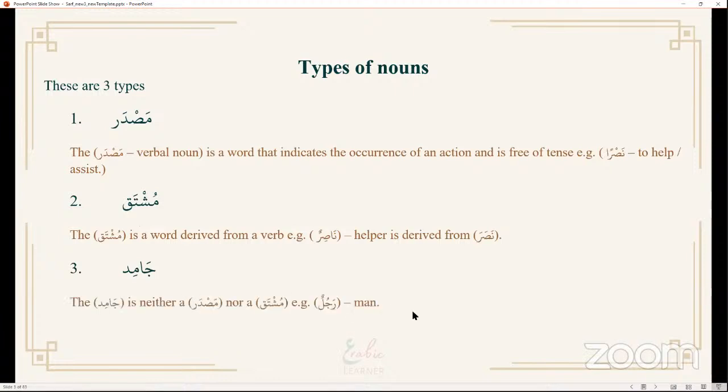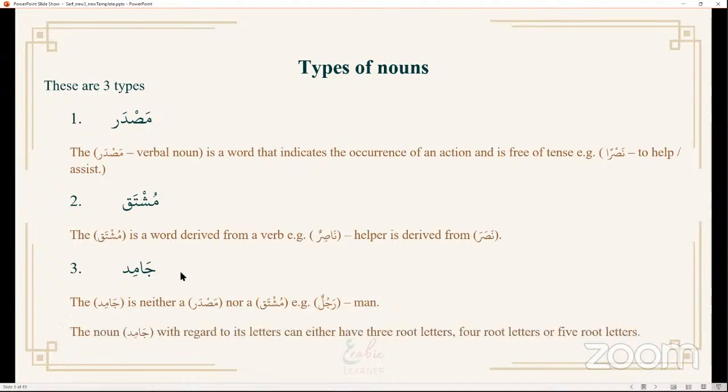And there is one, jamid, which is not related to fi'l. It has nothing to do with fi'l. Neither masdar nor mushtaq. So this is like rajulun. It's like independent nouns, and we have dealt with many of these. These are the names. We have dealt with them in the previous book also.